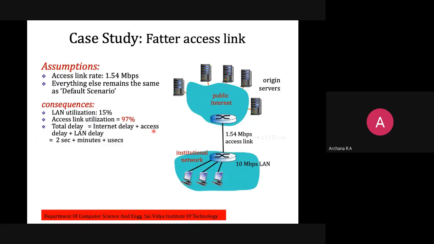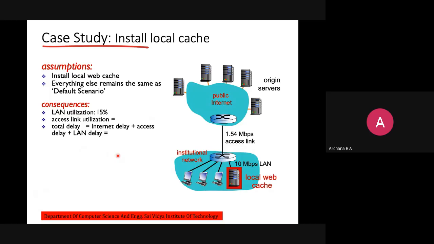In the first solution, what we did was increase the access link rate to 154 megabits per second. That's why the access link utilization was reduced to 0.97%, and the access delay was reduced to microseconds. But here it is too costly. So to overcome that, we are going to use the local web cache.